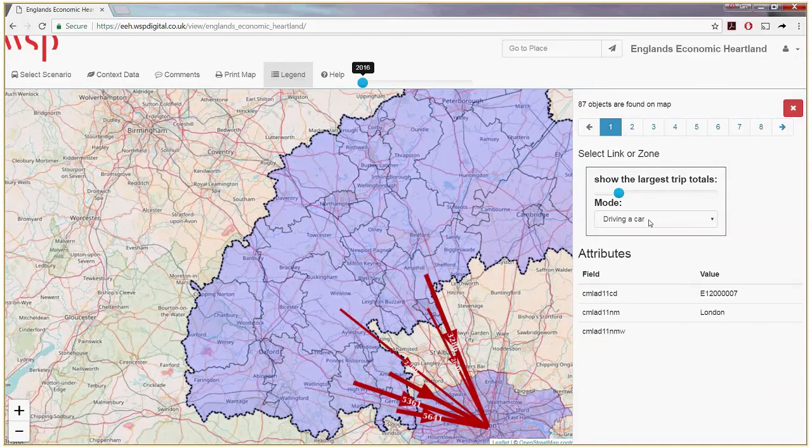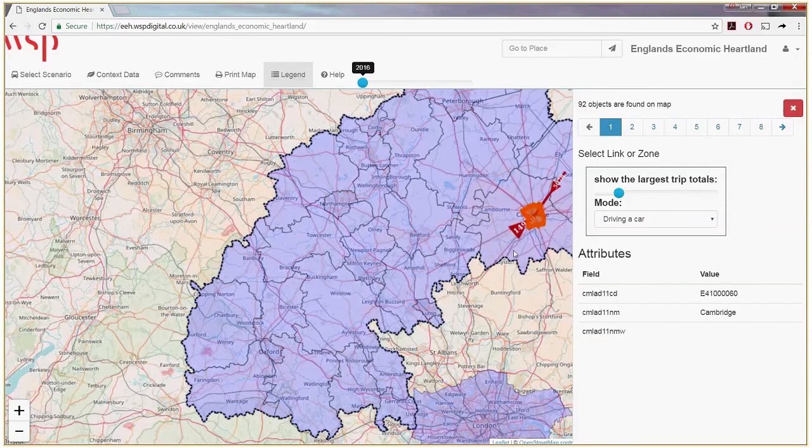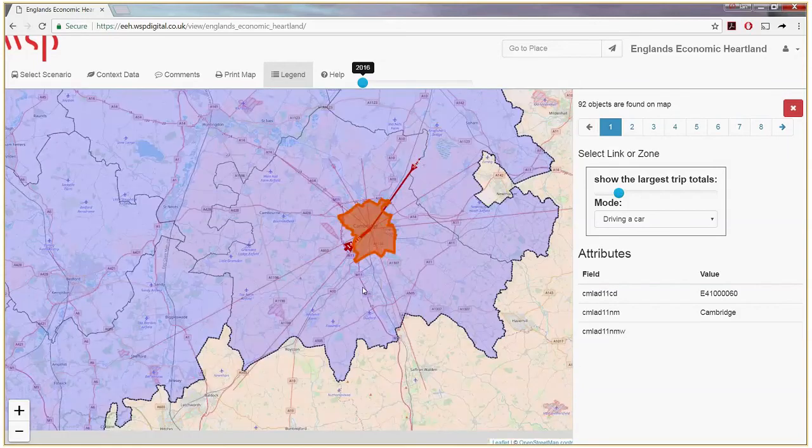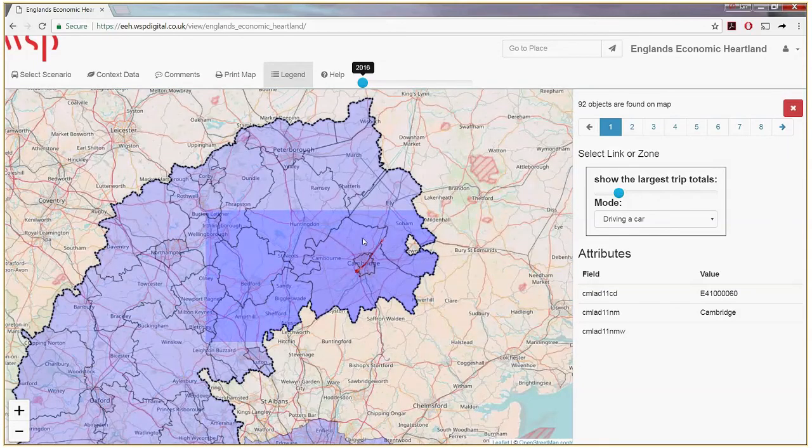Looking at Cambridge again as a commuting centre, you can see that car drivers heading for Cambridge are dominated by, seeing as Cambridge is surrounded by the district of South Cambridgeshire, it's no surprise that most car commuters are coming from that area, 15,000. A significant number are coming from this Fenland area. 5,000 people are driving down from that Ely sort of region.